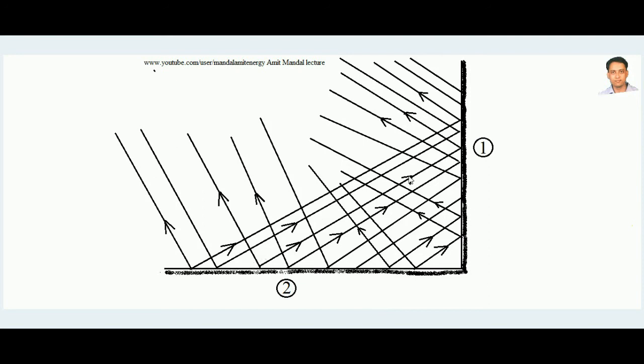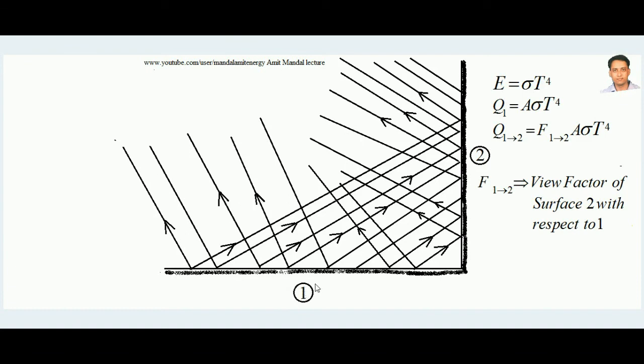In case some radiations are coming from surface 1 and going towards surface 2, how much radiation is absorbed by surface 2 is controlled by which factor? It is called the view factor or shape factor. Suppose this is surface 1, a black surface at temperature T. The total amount of radiation coming out from this black surface, also called the total emissive power, is equal to sigma T to the 4, according to the Stefan-Boltzmann law. The unit of emissive power is watt per meter square. If I ask for the total power coming out from this surface, the power will be in watts.